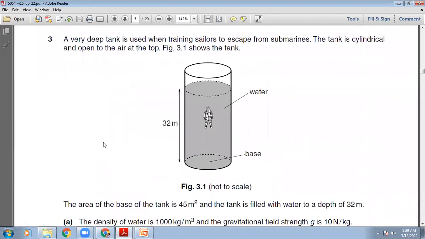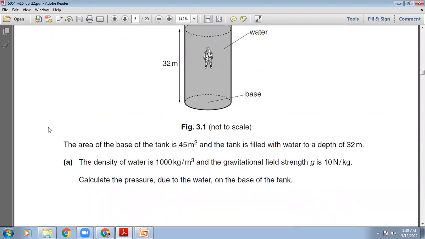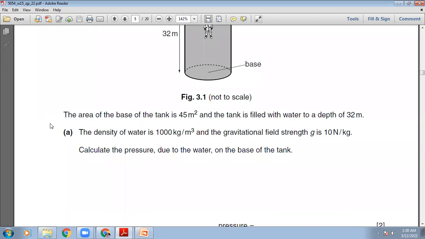Okay, so the next question on your screen, it says a very deep tank is used when training sailors to escape from submarines. The tank is cylindrical and open to the air at the top. Figure 3.1 shows the tank. So here you have that sailor, this is water, this is the base, a 32-meter deep tank. Okay. So the area of the base of the tank is 45 meters squared, and the tank is filled with water to a depth of 32 meters.